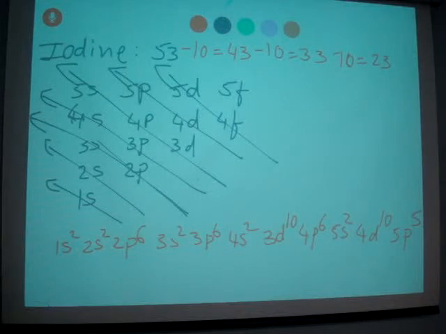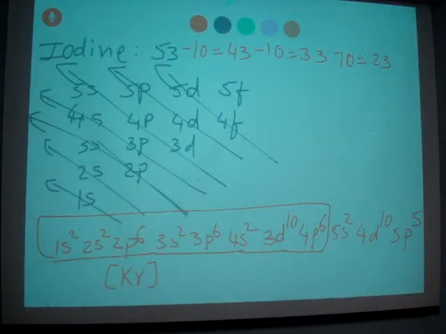Okay. Now, when you look at noble gas before iodine, which is going to be krypton. So we can write krypton, which has electrons 36. So that's 10, 10. So that's the electronic configuration for krypton. Instead of writing the whole thing, we can write krypton. And then we can write 5s2, 4d10, 5p5. That's shorthand notation for iodine.